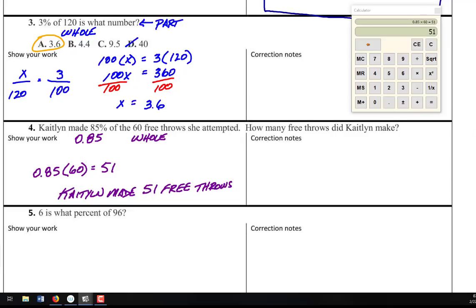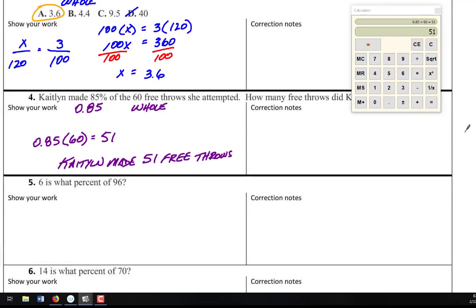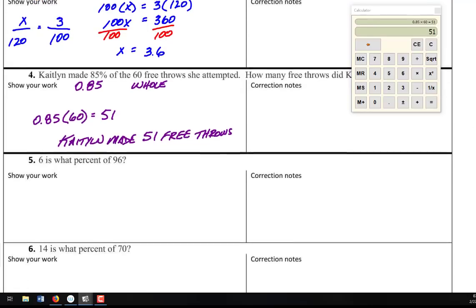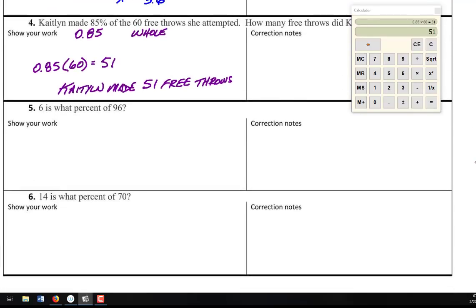You'll notice our first 4 problems were all finding the part problems. That's most of what you'll end up doing in real life, is finding the part. However, now we're going to move to a couple of problems that are of a different kind. So now we're going to move to a couple of finding the percent. The great news about this is our setup is the same. 6 is what percent of 96?